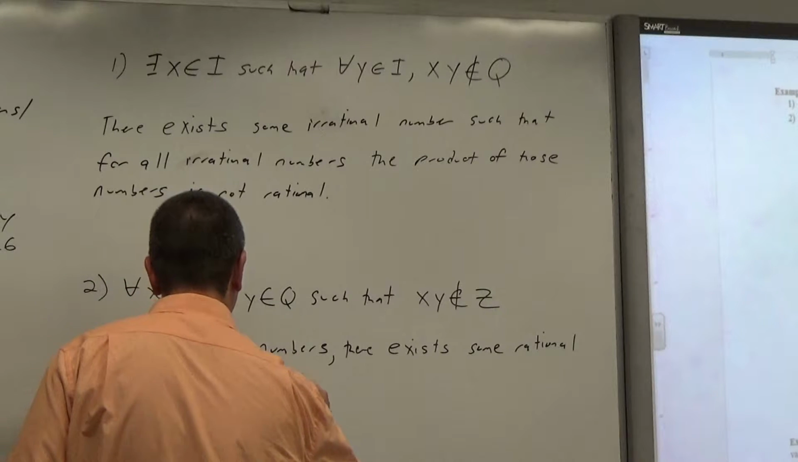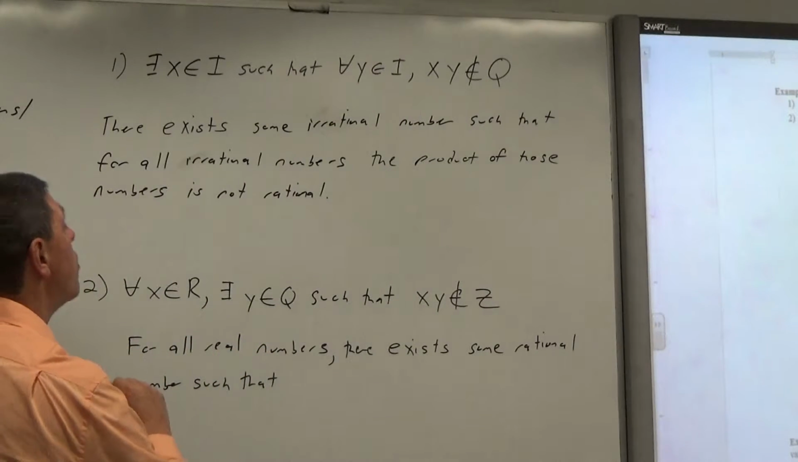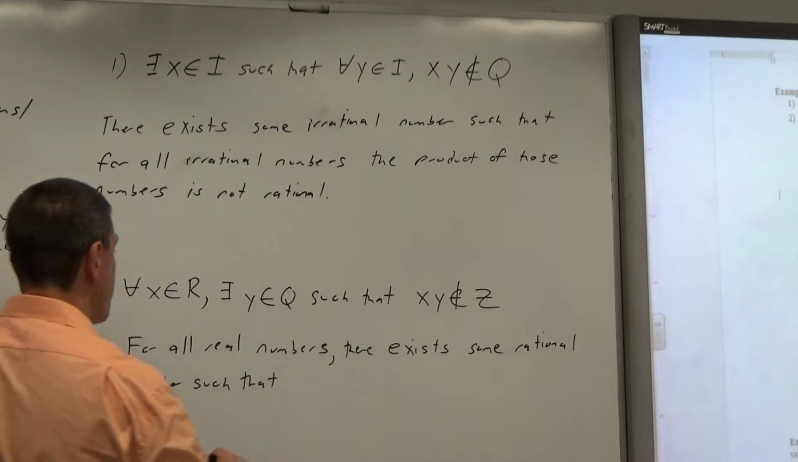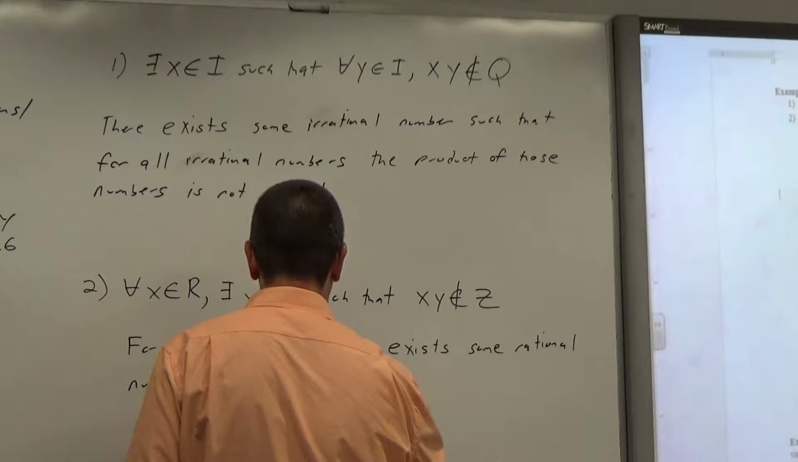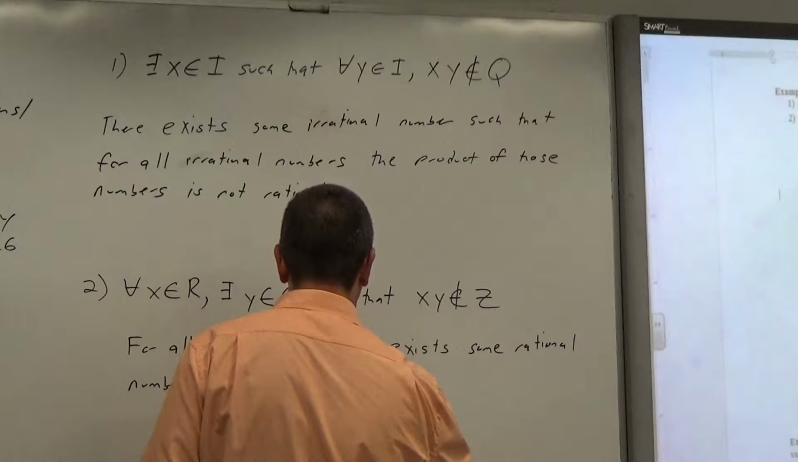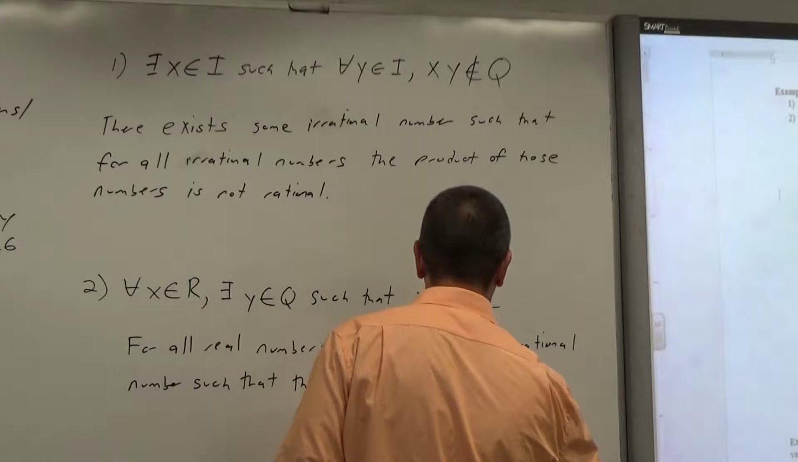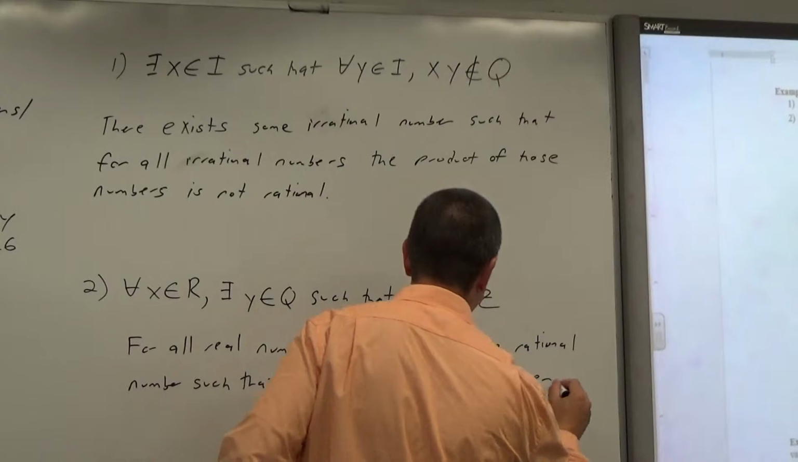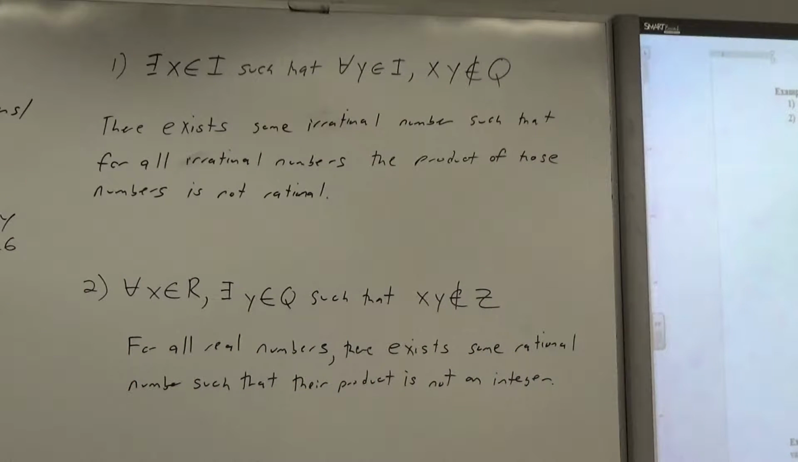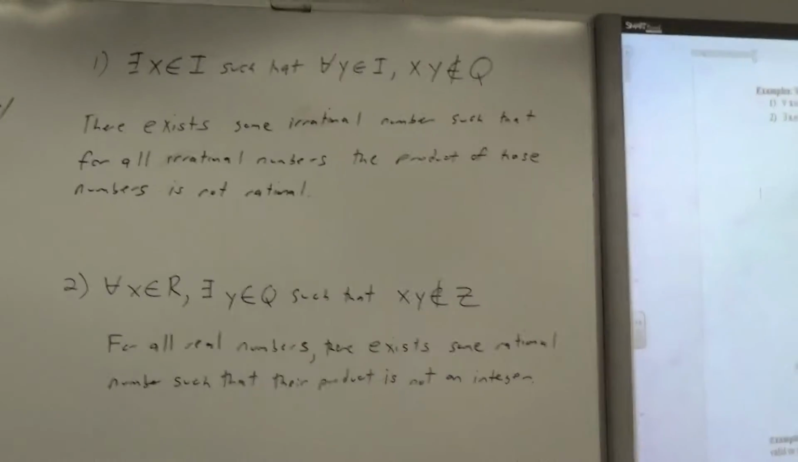Such that the product of those numbers is not an integer. Very nice. Such that their product is not an integer. Okay. And I'm going to give you guys a minute to copy that down. Good. So, easy enough, right guys? I'm just asking you guys to read off what we already know, okay?